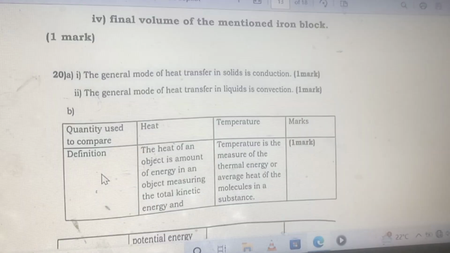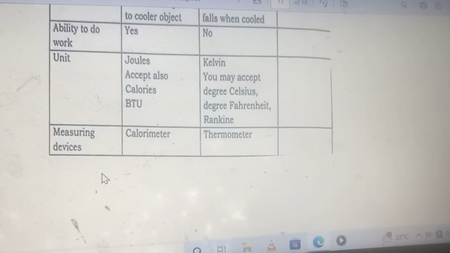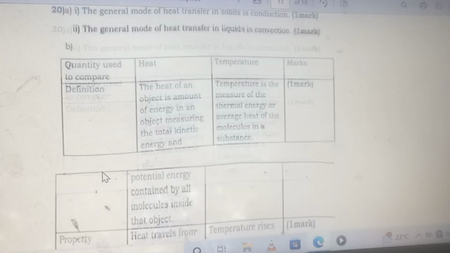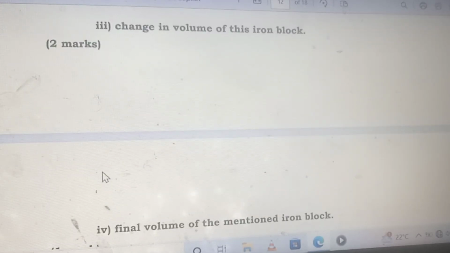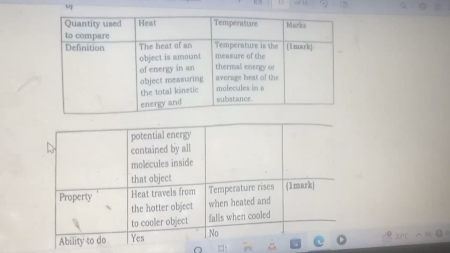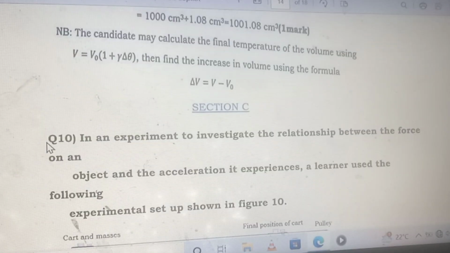Let's continue with section C. Before we go, make sure you understand this unit: heat and temperature, specific heat capacity and heat capacity. You must understand conduction, convection, and radiation before you enter the national examination. Let's continue in section C.